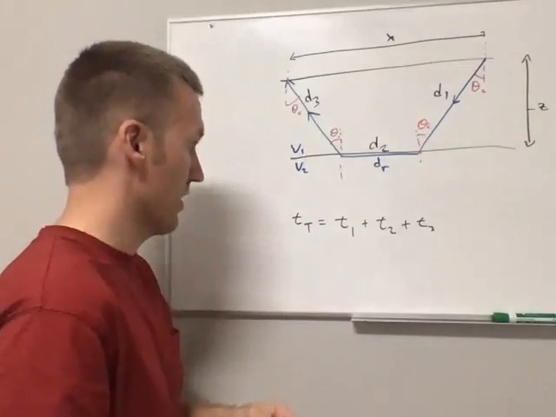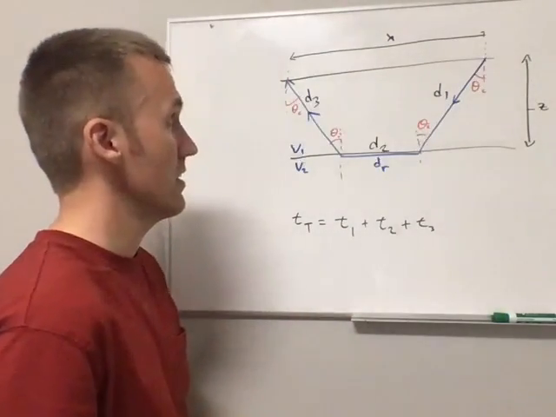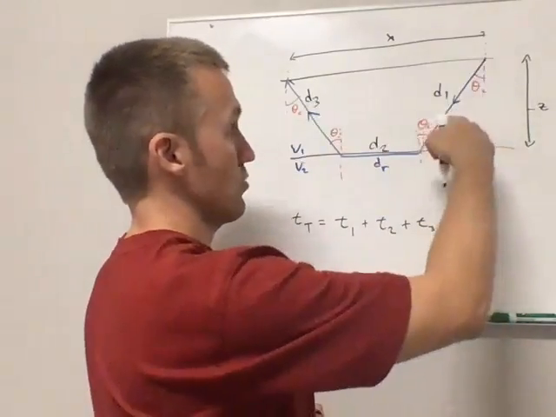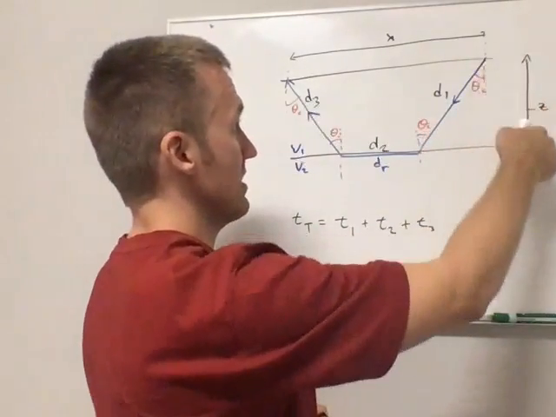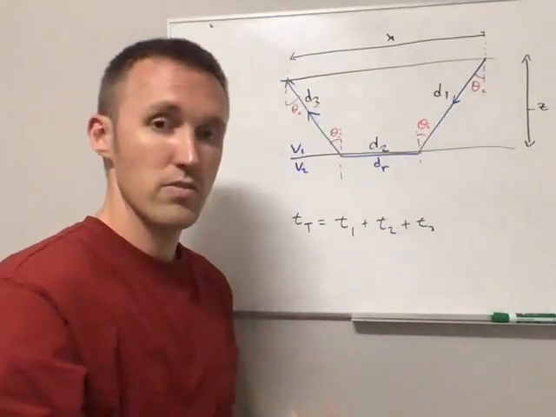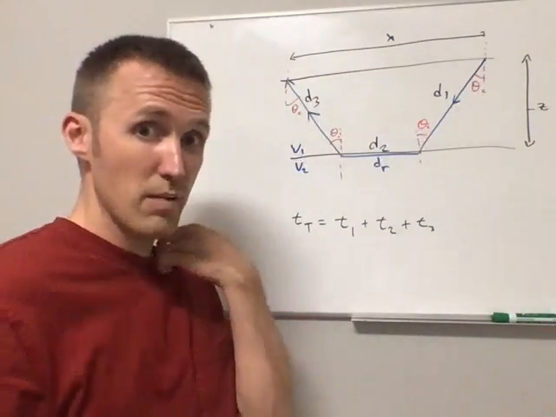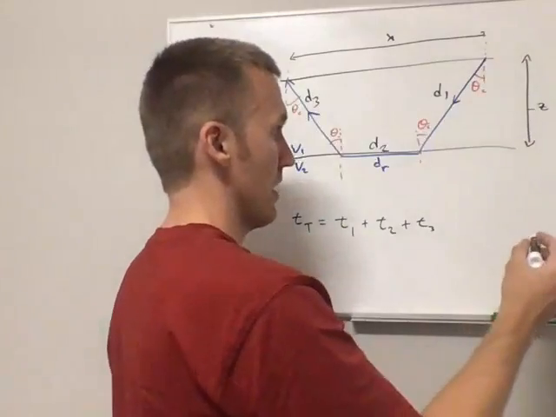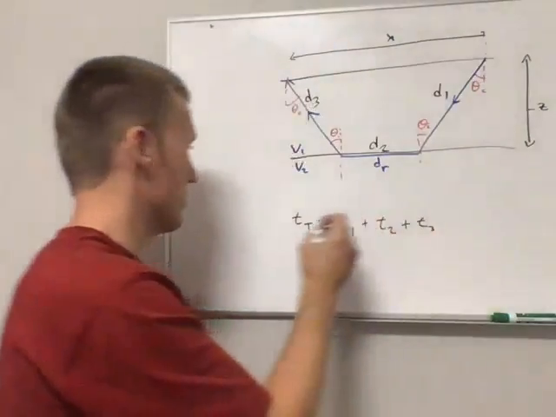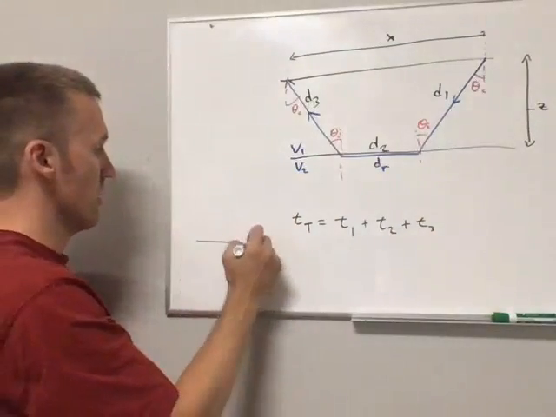So let's do that. For t1, our total distance d1 is what we want, and we've got z and this theta c. Now if you go back and remember your trigonometry, how does it go with the right angle triangle? Can you guys see this? Nope, I'm drawing off the board. Let's draw over here.